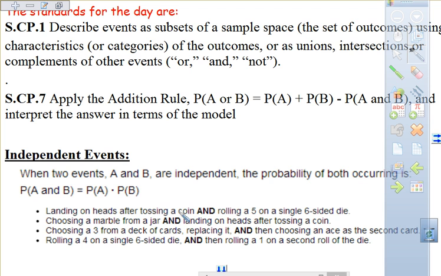Landing on heads after tossing a coin and rolling a 5 on a single die. Choosing a marble from a jar and landing on heads after tossing a coin. Getting a 3 from a deck of cards, replacing it, and then getting an ace as a second card. So these are some examples of independent events where the first event does not affect the second event. They are independent of each other.